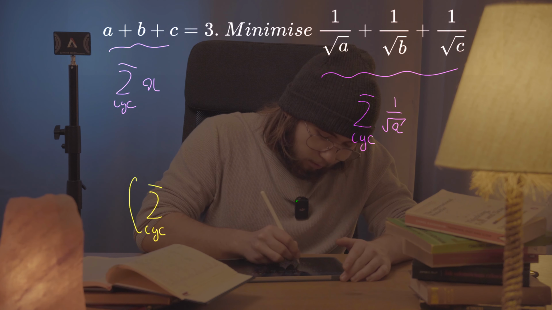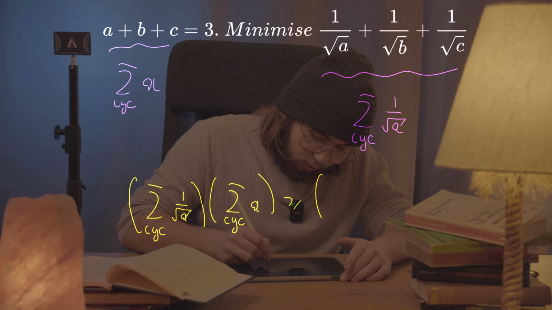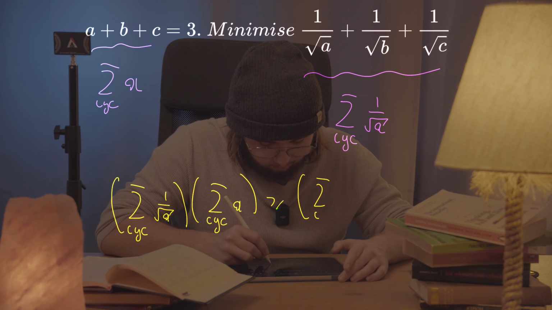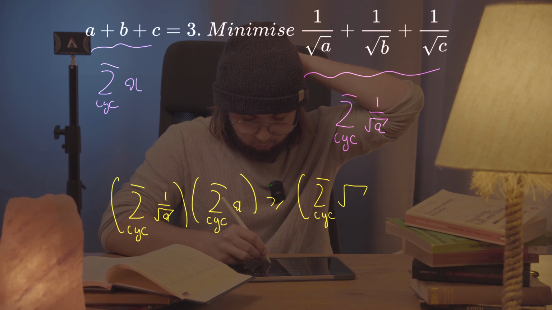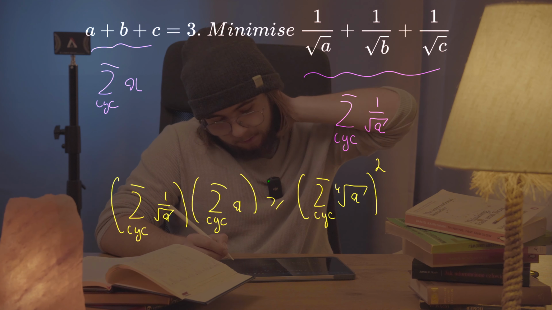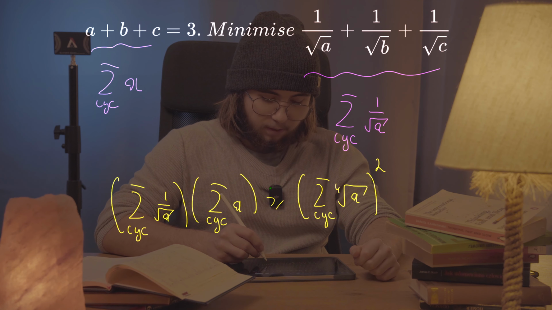It's going to be something like this. The cyclic sum of 1 over the square root of a multiplied by the cyclic sum of just the plain old a is going to be greater than or equal to the cyclic sum of the square root of a over the square root of a, which is just the fourth root of a. It's not quite the thing. We don't really get anything out of it because we have no idea what this is.